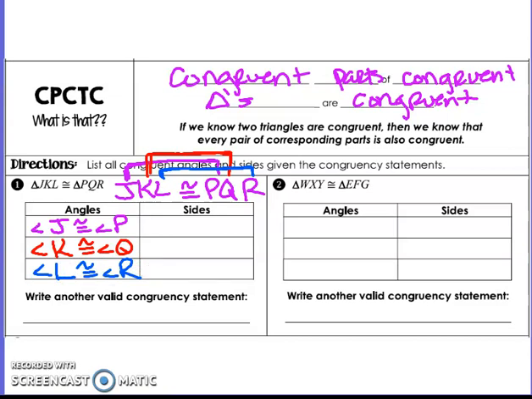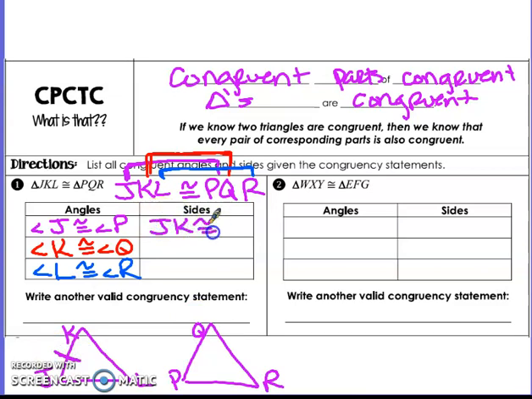Now, when we talk about sides, if you need to draw out your triangles, you can. So JKL, and I'm going to put them in the same spot to make it easy, PQR. So now if I talk sides, I have side JK is going to be congruent to side PQ. And we know this by looking. JK is the first 2 letters in our congruency statement. PQ is the first 2 letters in the congruency statement.